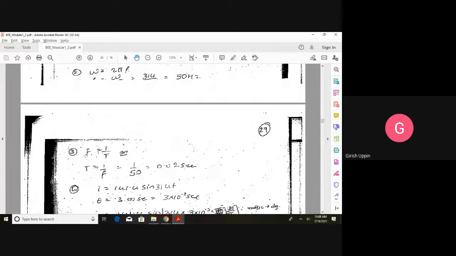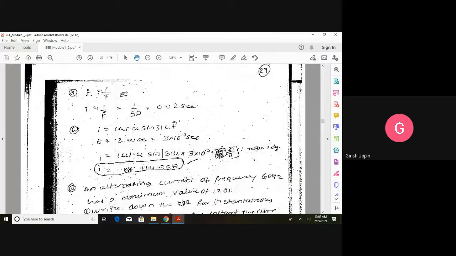Frequency will come as 50 hertz. So once you know the frequency, you can find the time period. T is equal to 1 by f, that is 0.02. Now, one more thing you have to find is the instantaneous value at 3 millisecond. You remember the formula, I is equal to 141.4 sin of 314 into 3 into 10 raised to minus 3. Remember, this is in radians when you are using the calculator.